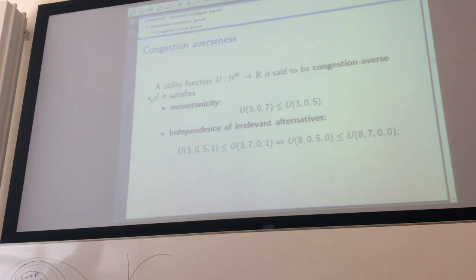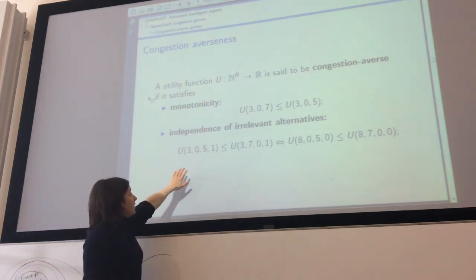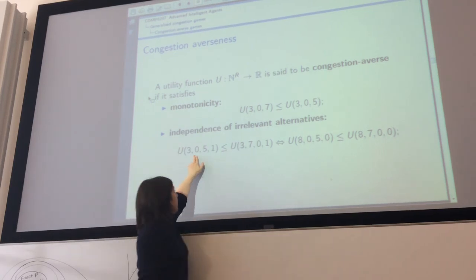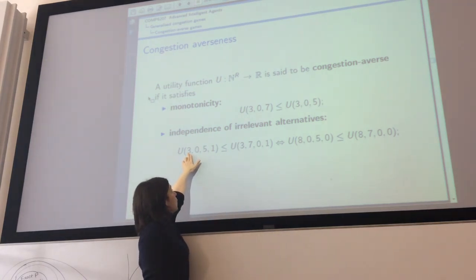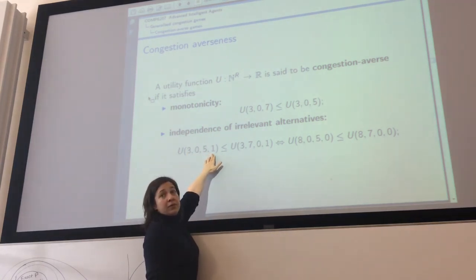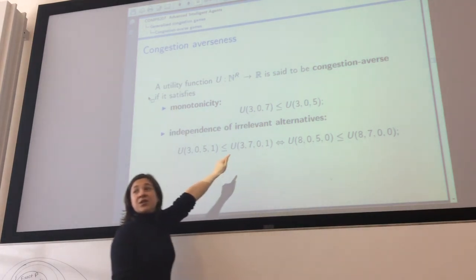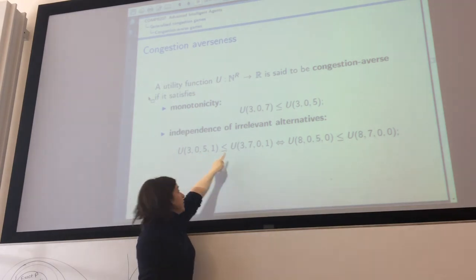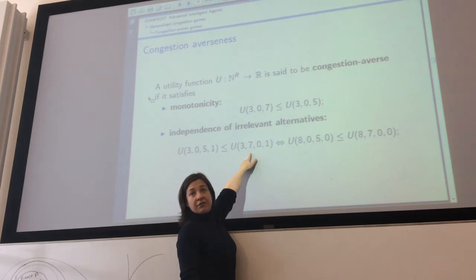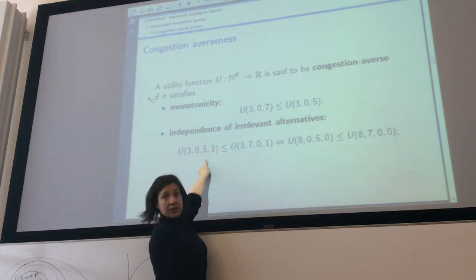Now for independence of irrelevant alternatives, we consider two situations. So here we compare the utilities from using resources 1, 3, and 4, or 1, 2, and 4. Okay, so there is a switch from third resource under congestion 5 to the second resource under congestion 7. And our agent does prefer that to this.